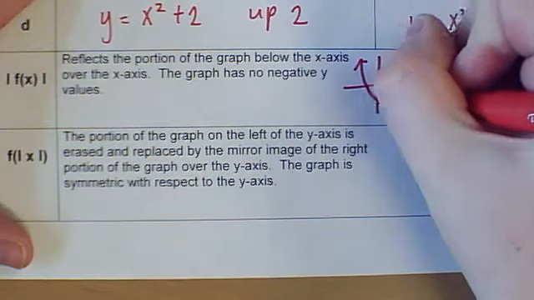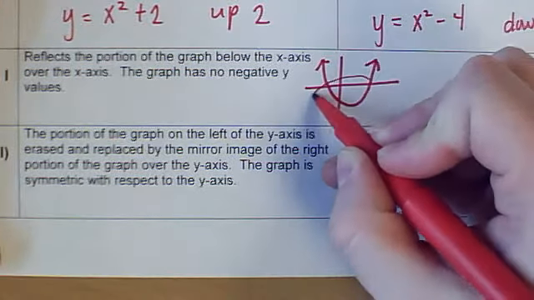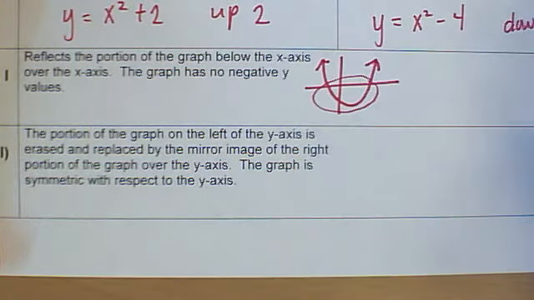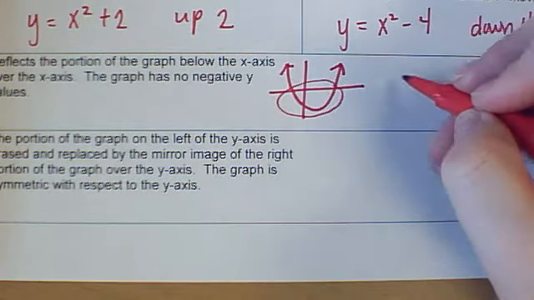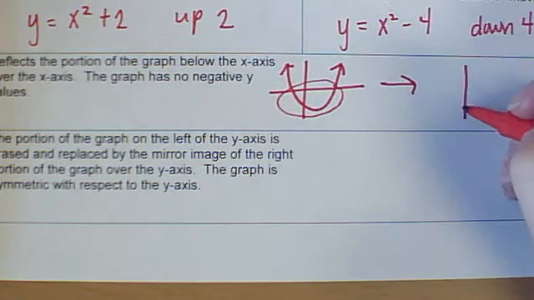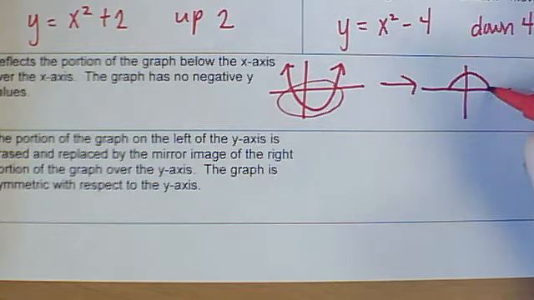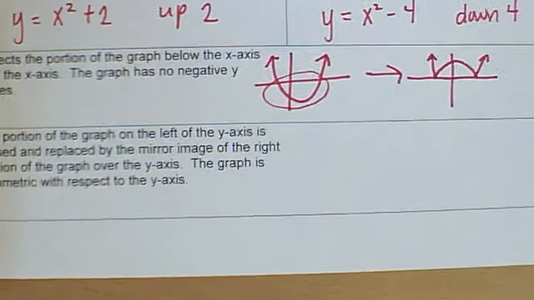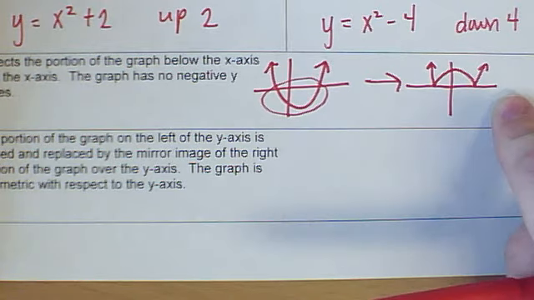So let's say this is what we started off with. This part right here is what's negative. So I'm going to take that and reflect it above. Everything else will stay the same. So it's going to go from that, and I'm going to reflect that part right there, and the rest is going to stay the same. Because remember, when you take the absolute value, it makes everything that was negative positive. So that's what it's basically doing.